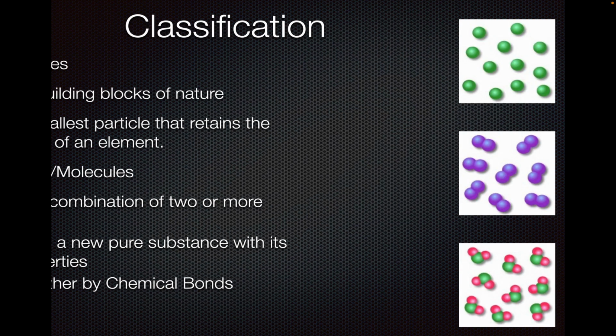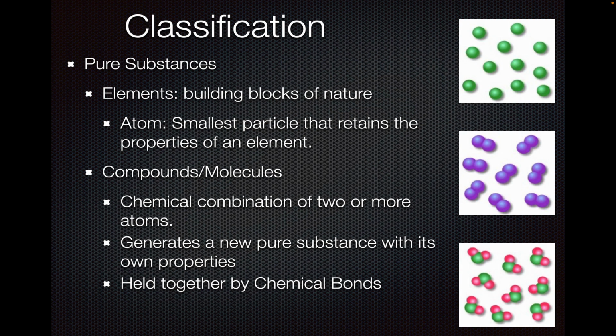Now, when we're classifying our different substances, we have to break it down into different classifications. So we have pure substances first. Pure substances can be broken down into elements, which are the building blocks of our nature, and atoms underneath elements. They're the smallest particle of that element. Compounds and molecules are also considered pure substances because they chemically combine to make a new property, okay? Because of that chemical combination, we do still call them a pure substance because they have their own unique properties and they're held together by those chemical bonds.